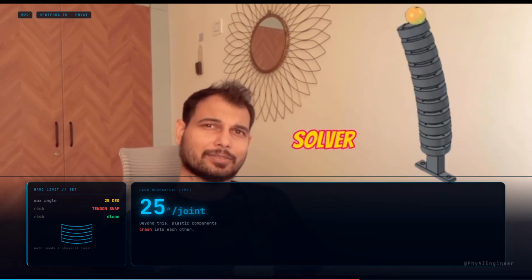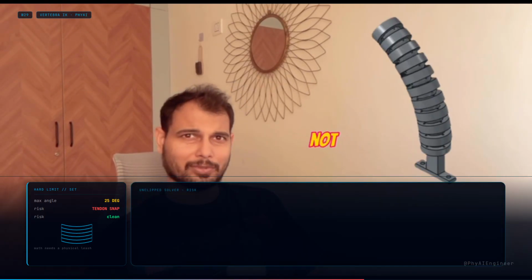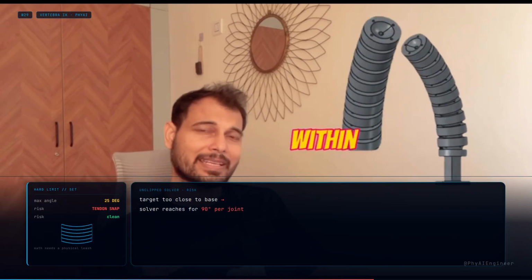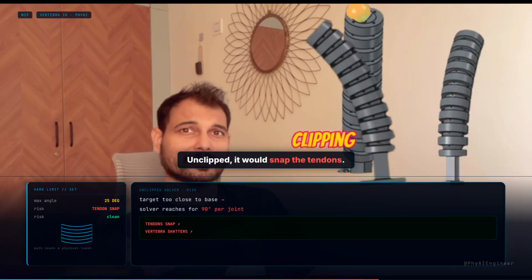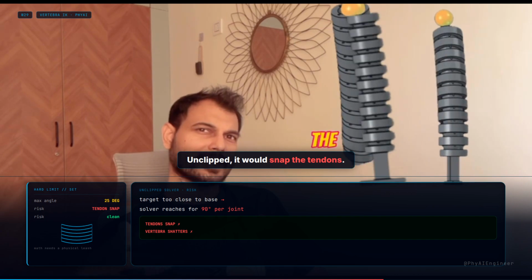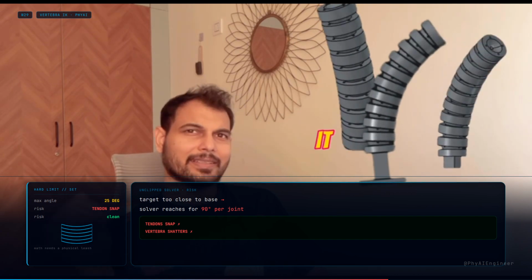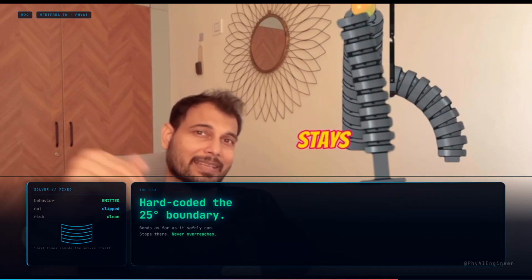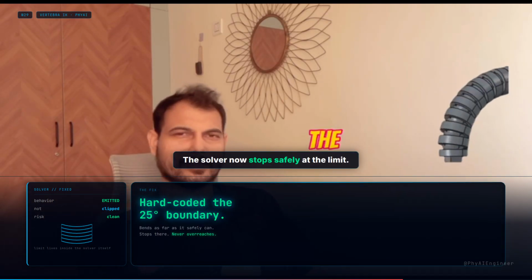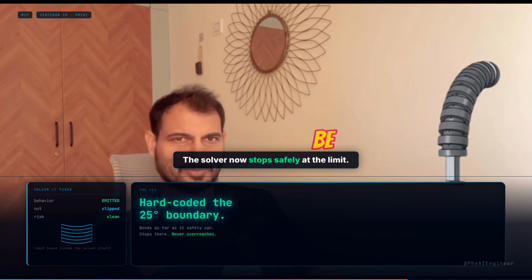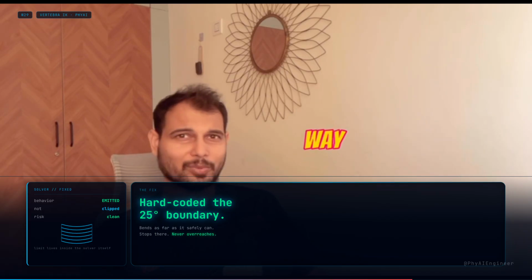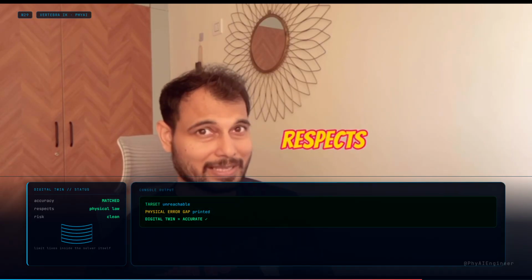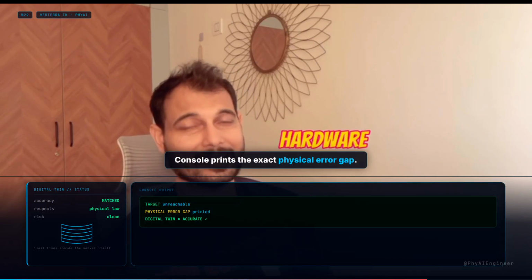So within the solver, I have to put in some limits which will not calculate an angle beyond 25. It has to be embedded within the solver instead of being clipped afterwards. So if I drag the arm to the extreme sides, it bends completely to the extremities and does not break itself because it stays within the limit. And in the console, I get the physical error, showing what it should be doing. It is good for now. This way, the digital twin perfectly respects the physical laws of the real hardware.